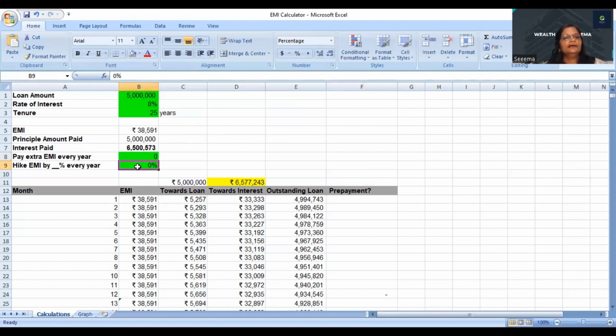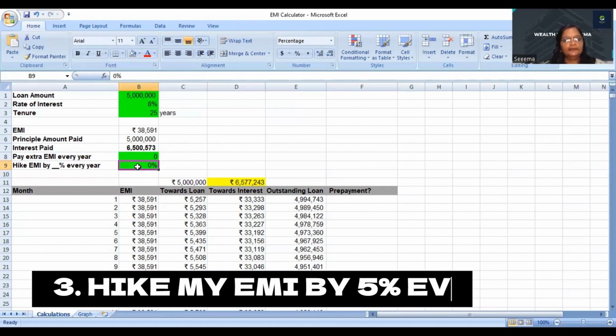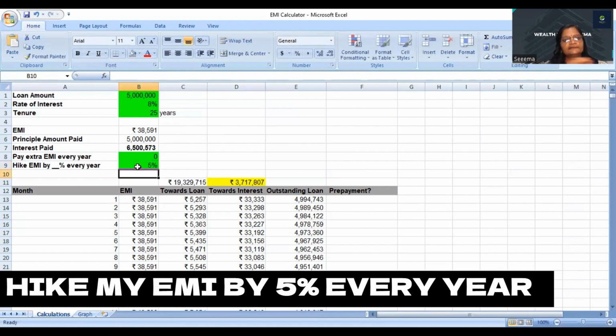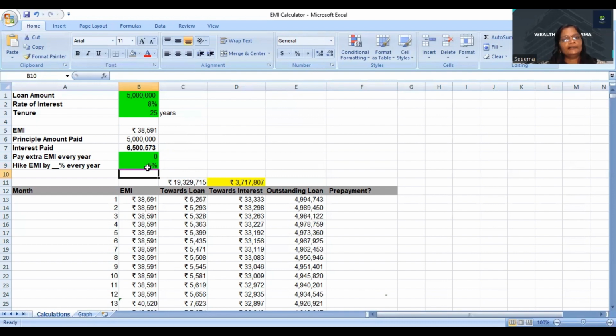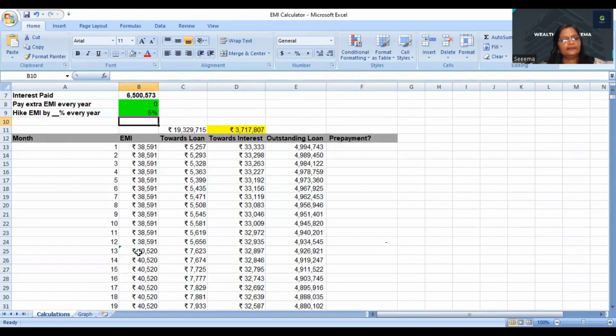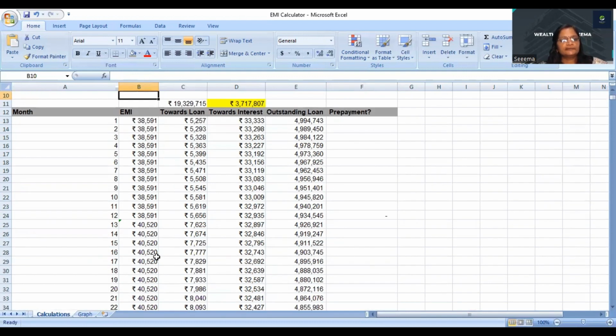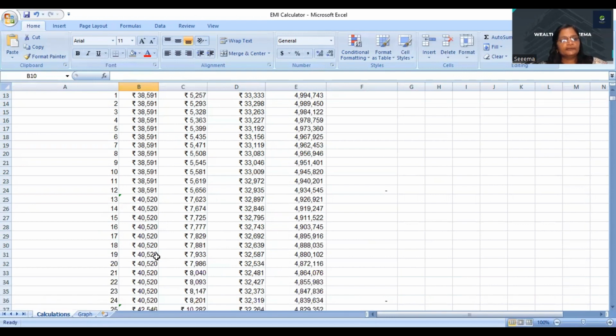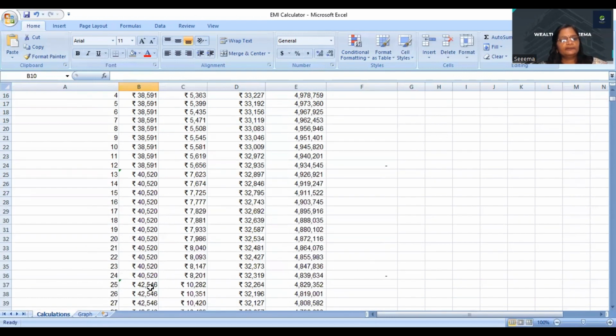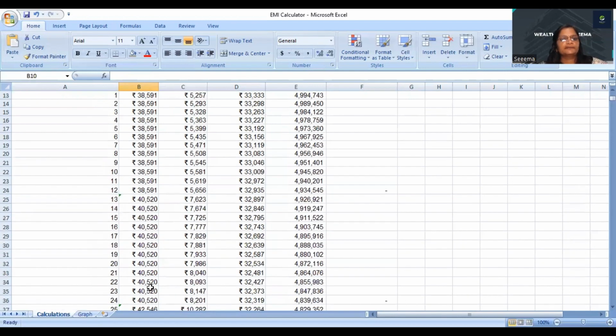Now instead of paying one EMI extra, the third method is by hiking EMI by a certain percentage every year. Let me start with 5%. I am ready to increase my EMI by 5% every year. So you can see here that in the 13th month it has increased my EMI by 5%. And again, in the 24th month it has increased by 5%.